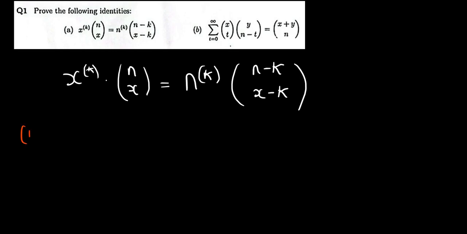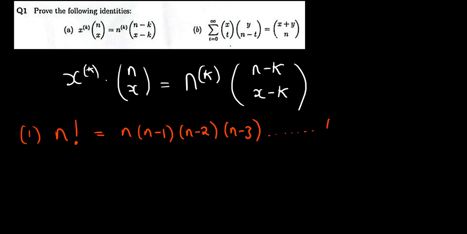The first one is the factorial. If you are given n factorial, what does that mean? n factorial is the same as n multiplied by n minus 1 multiplied by n minus 2 multiplied by n minus 3. This pattern continues until you reach the term n minus k plus 1, and then you write the last term, which is just n minus k factorial. This is the definition of a factorial.